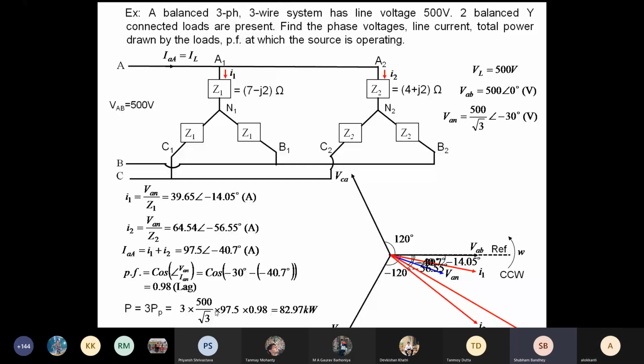Anyway, this is the total power. What we have learned today is a star connected generator connected to star connected loads. We have done single load, and we have done multiple loads also.